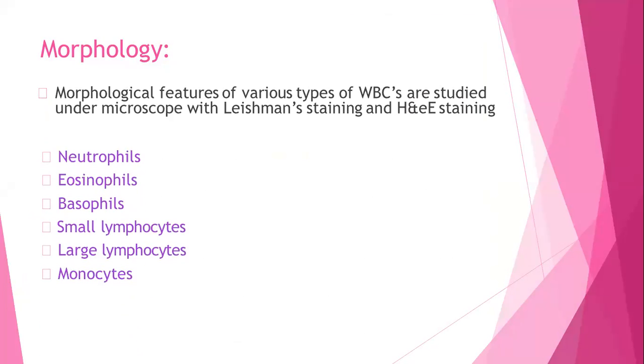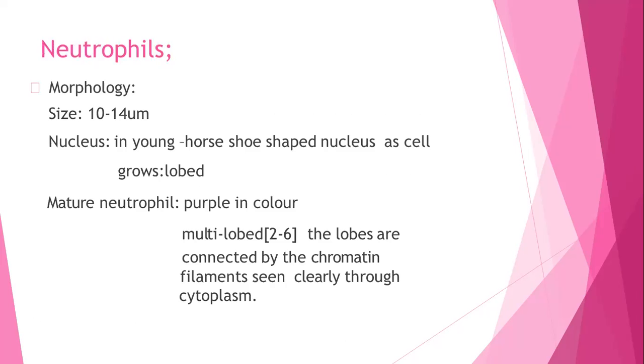These are the different types of WBCs. Three types of granulocyte: neutrophil, eosinophil, and basophil, and two types of agranulocyte: lymphocytes and monocyte. Under the microscope, you can differentiate the lymphocyte into two types also, small lymphocyte and large lymphocyte. So one by one, we are going to see this.